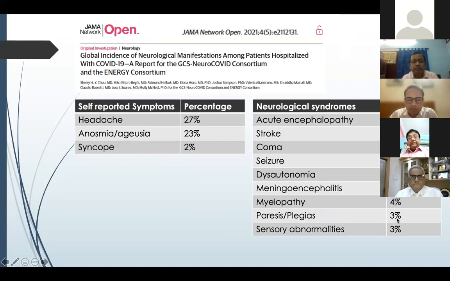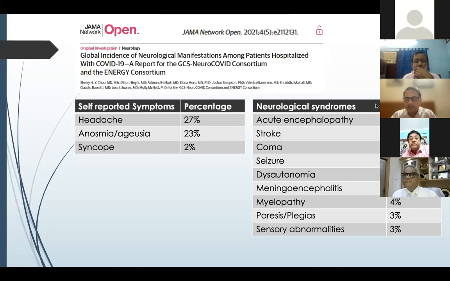Well, almost one third of all COVID patients show some kind of neurological symptom at some point of time. It can be a very minimal headache to a very devastating coma or stroke or encephalitis. So there are many big series publications since this COVID pandemic. This is one of those publications, from a global consortium, which reported the 3 most important self-reported symptoms of COVID patients. Number 1 is headache, then anosmia and ageusia, and syncope.